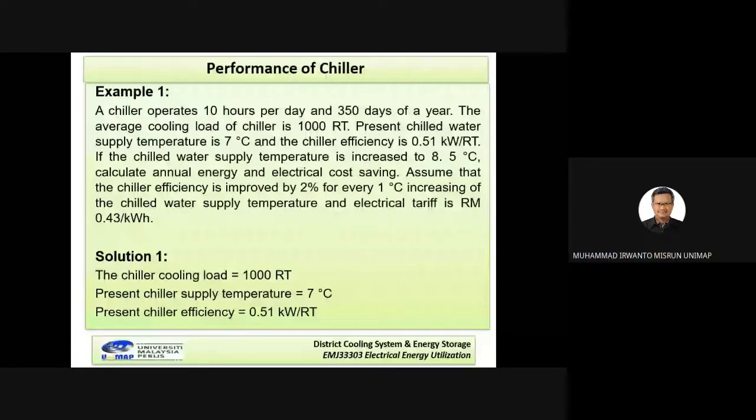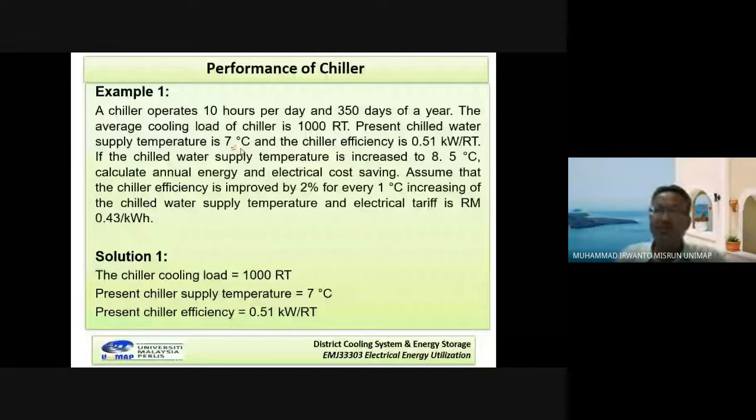And then we want to reduce the temperature. But still, I think we can still cool the room. Sometimes when we enter a room, even if it is very cold, it is still not enough. So from 7 degrees Celsius, we want to increase the temperature to 8.5 degrees Celsius.